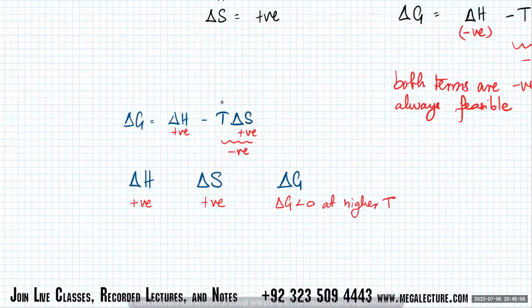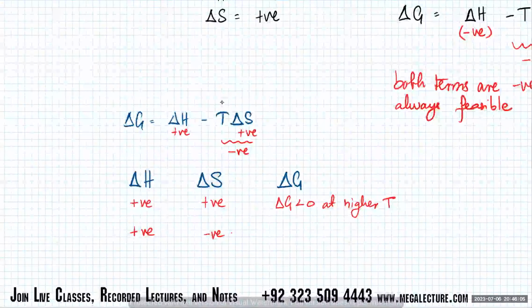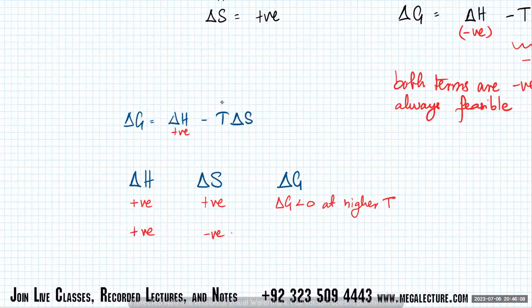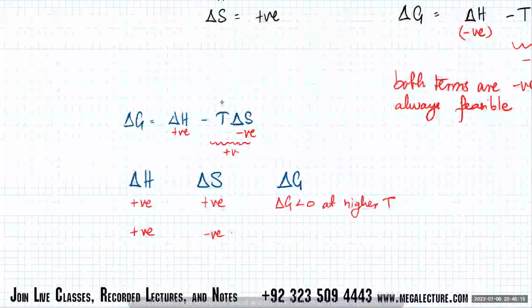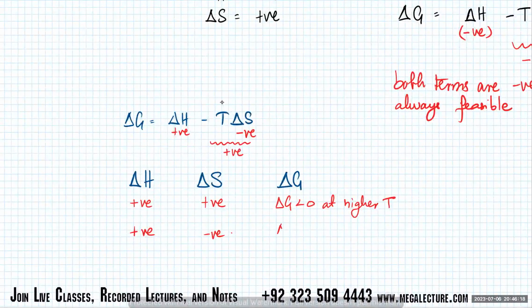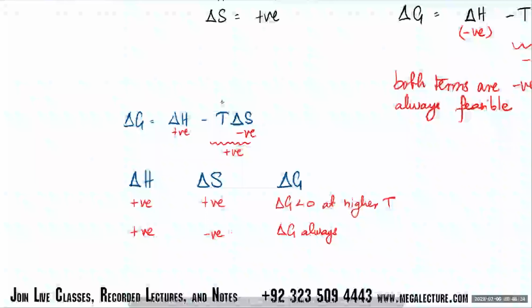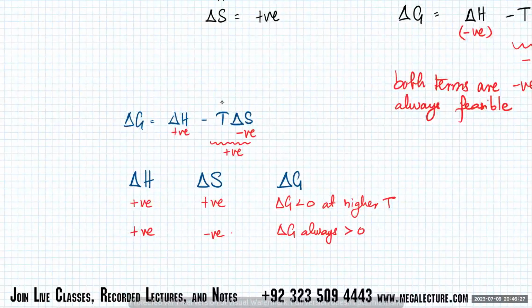As a second case, what if the first is positive and this one is negative? Because of the negative sign, this side would also become positive. So that means delta G is never going to be less than 0. So that means it's never spontaneous, never feasible. You clear? Is this part clear?